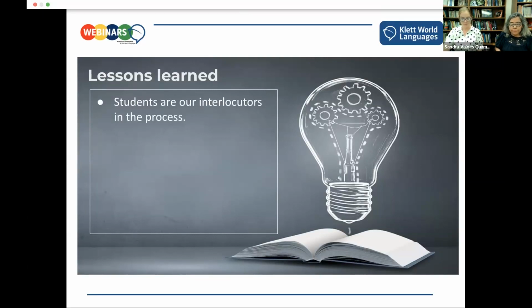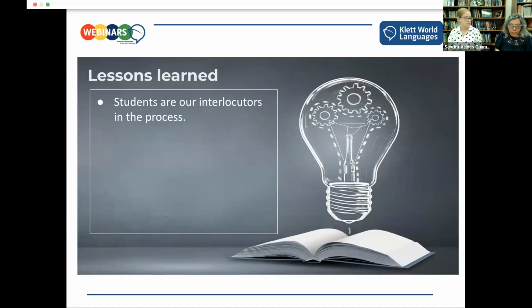So one of the first lessons learned is that students are our interlocutors in the process. So we engage with them to explain the what and the why of what we're doing in the classroom. In that way, they are our partners, and we plan our work according to the conversations with them.